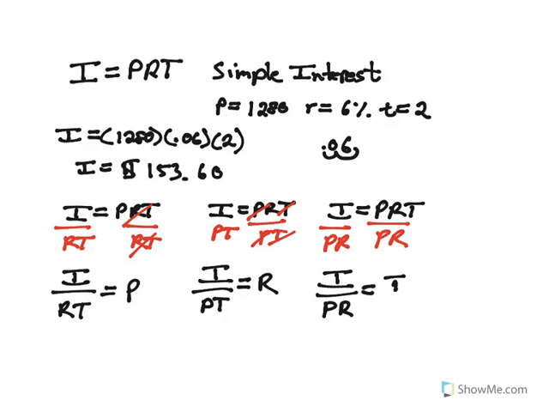So you can derive each formula so you don't have to memorize it. You just have to know I equals PRT, and you can derive the other three formulas if they ask you for the other quantities. You need 3 out of the 4 to calculate any missing variable. So pretty simple to use. All right, so that is how you find simple interest.